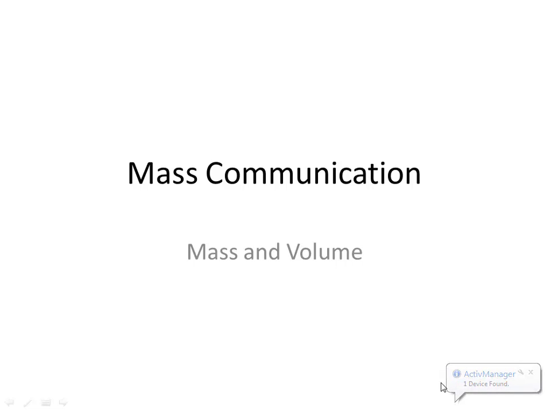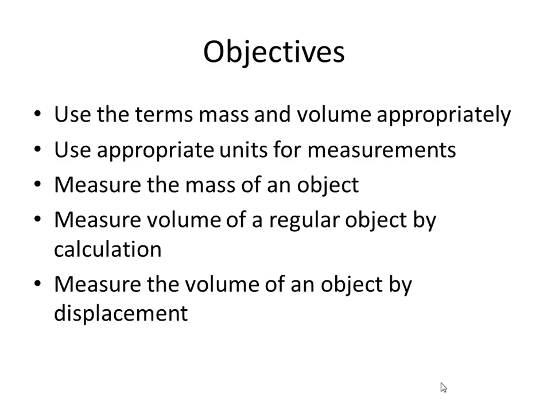Communication, we're going to talk about mass and volume and how we measure them and what they can be used for. By the end of this, we should be able to use the terms appropriately, use the units that are applicable. We should know how to measure the mass of an object and know how to find the volume two different ways. One, by calculation for a regular shaped object, like a sphere or a cube, something like that. That's what a regular shaped object is.